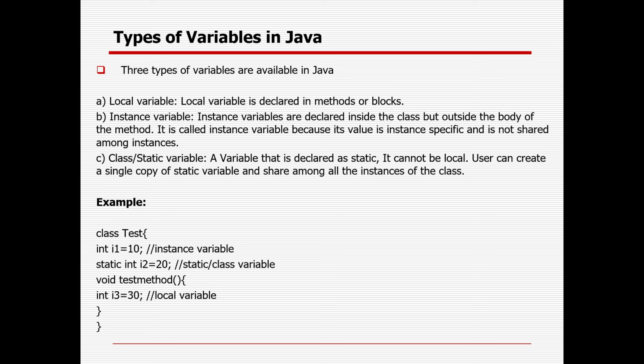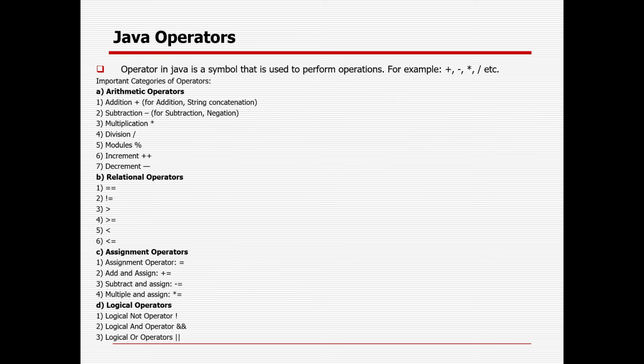There are three types of variable. A local variable can only be used within the block of code. An instance variable you declare at the class level, but you need to create an object or instance to use it. And the static variable is like a global variable: as and when you define it at the class level, it can be accessed anywhere in the main method.